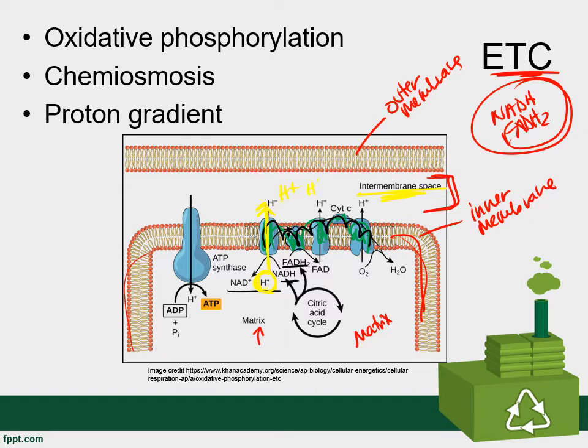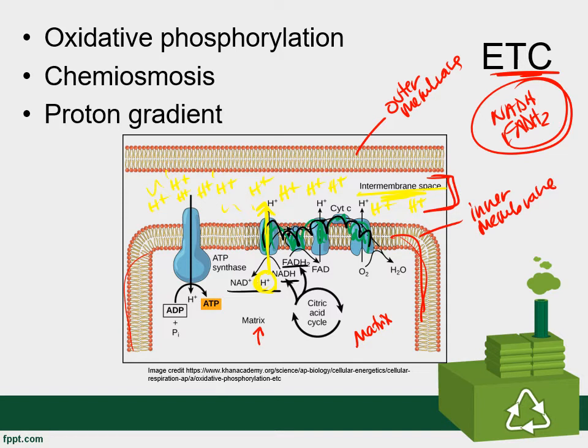So now I've got all of these hydrogen ions stuck in the intermembrane space. I have a high concentration gradient of hydrogen ions in the intermembrane space. The universe does not like for things to be all mashed up like that. So these hydrogen ions want to spread out. They want to go back to the matrix to get back to equilibrium.